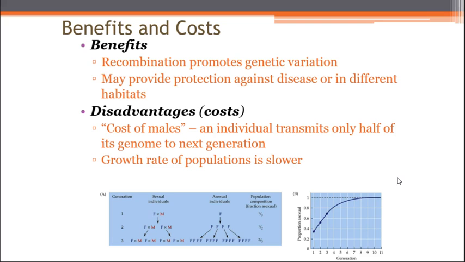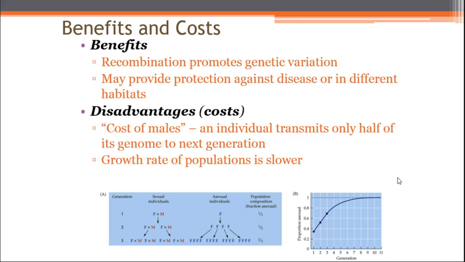Okay. Now, there are disadvantages, and this is sometimes called the cost of males, right? An individual transmits only half of its genome to the next generation. So the idea is that the goal of the male is to have as many offspring as possible, to have its genes in as many offspring as possible. The goal of the female is to have all of her offspring survive, right? Or as many of her offspring survive as possible. That's also a goal of males, but it usually falls to the females to make sure that happens, which is the double cost of females, right?